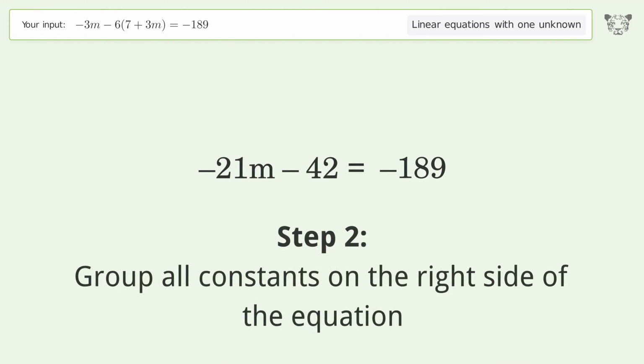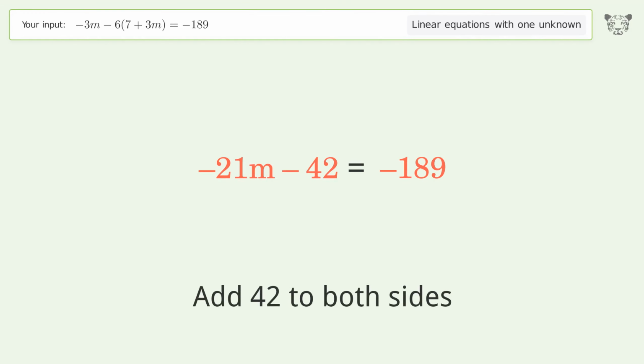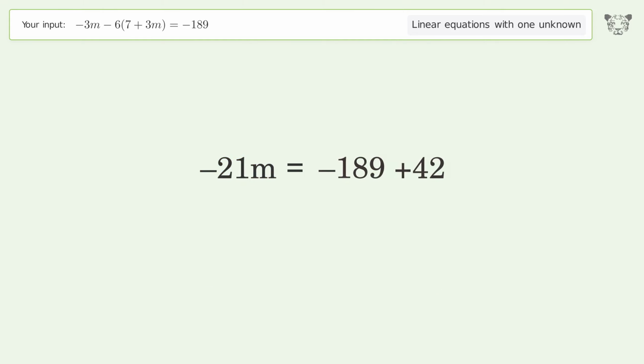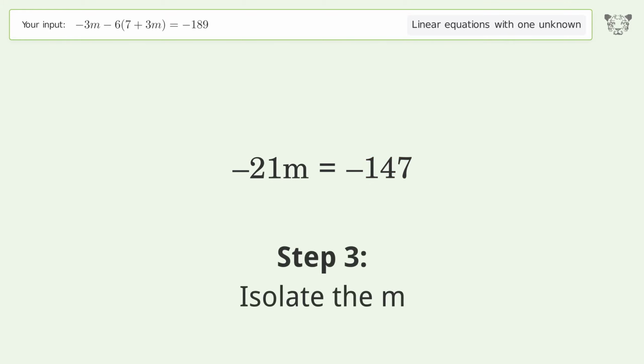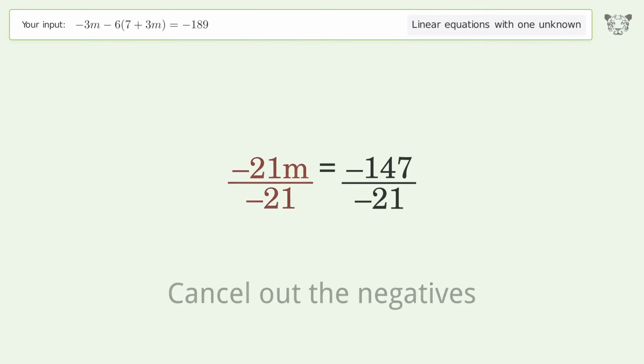Group all constants on the right side of the equation. Add 42 to both sides. Simplify the arithmetic. Isolate the m. Divide both sides by -21. Cancel out the negatives.